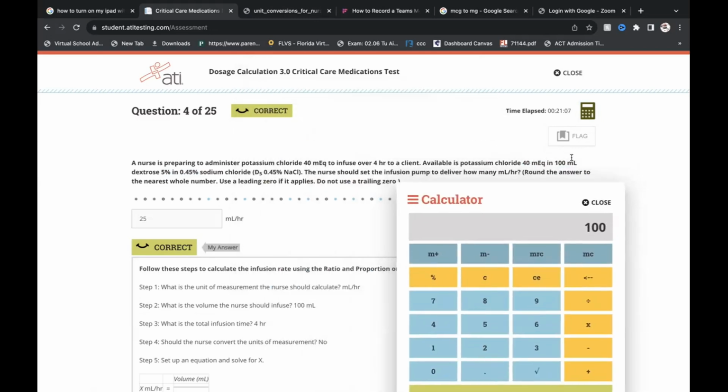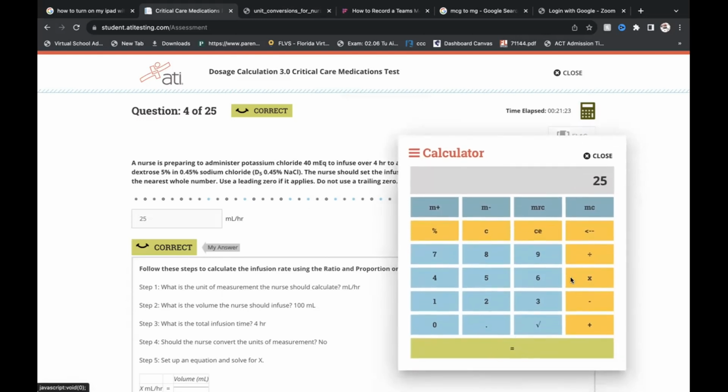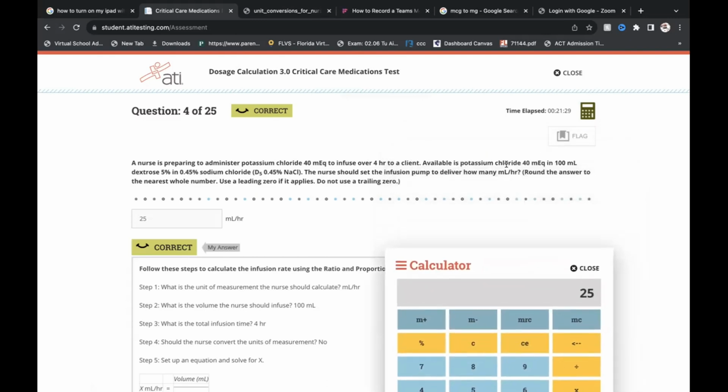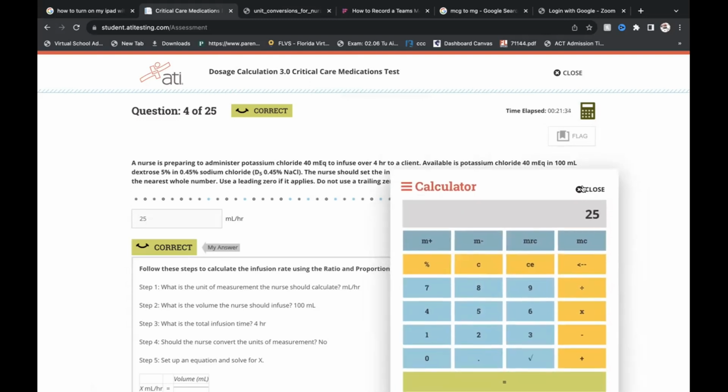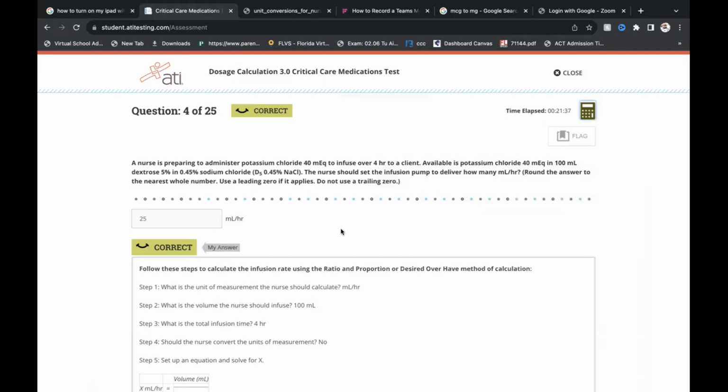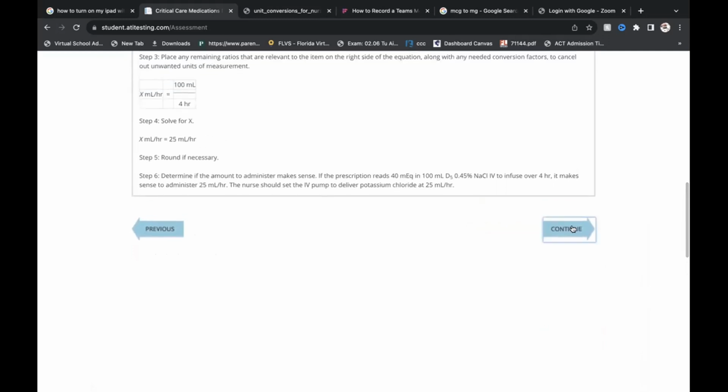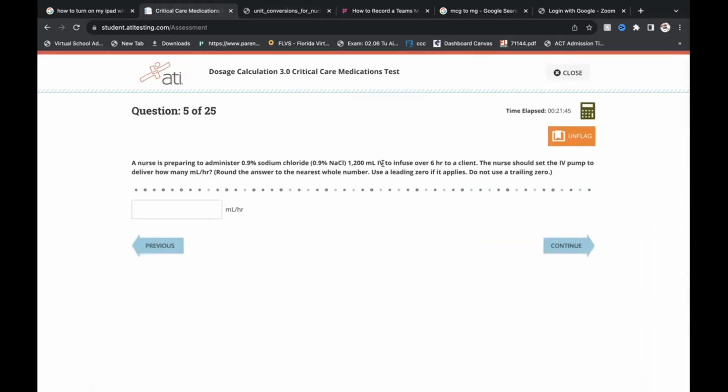So now that we know how many milliliters there are, remember the nurse is setting the infusion pump to milliliters per hour. Since it's going to infuse over 4 hours, we need to divide 100 by 4 so that we can get how much should be infused over 4 hours, and that's per hour. Because remember, that's what the little slash means, per hour. So 25 milliliters per 1 hour, which gives you 25. You should be proud of yourself for doing questions like this.